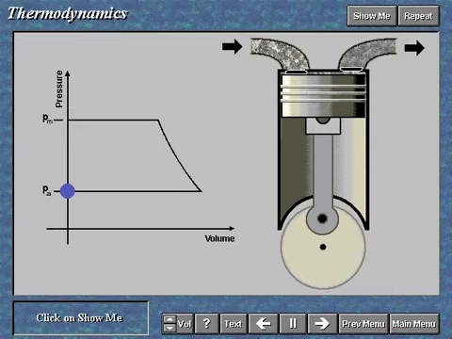Basic compressor operation corresponds with the ideal cycle pressure-volume diagram. Click on Show Me to compare the two diagrams. When you are finished, click on the right arrow.